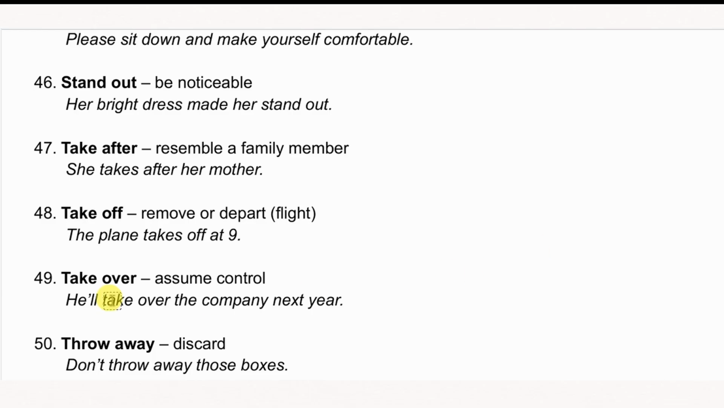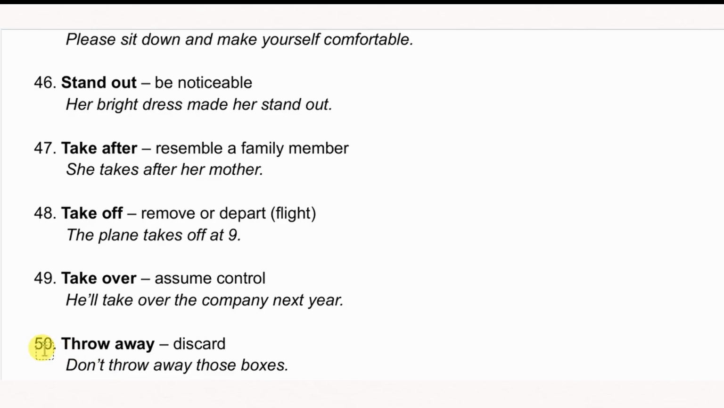49. Take over. To take over, this is to assume control. For example, he'll take over the company next year. He will take over the company next year, means he will assume control. He is now the one who will be running, who will be leading the company.